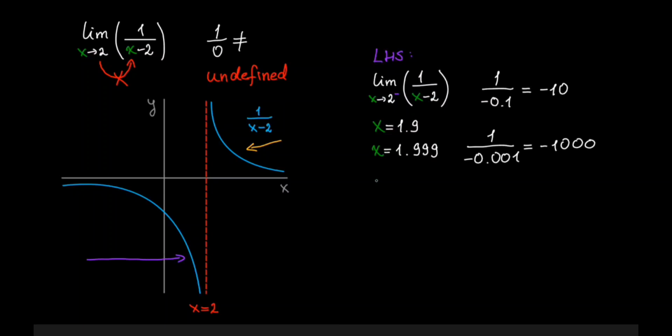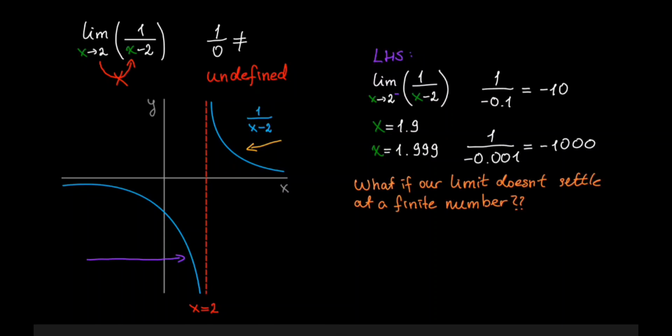So now, the correct question to ask would be, what if our function does not settle at a finite number? What if the limit is not a finite number? With this example, we could see that our corresponding outputs were closely approaching negative infinity, which is mathematically undefined.